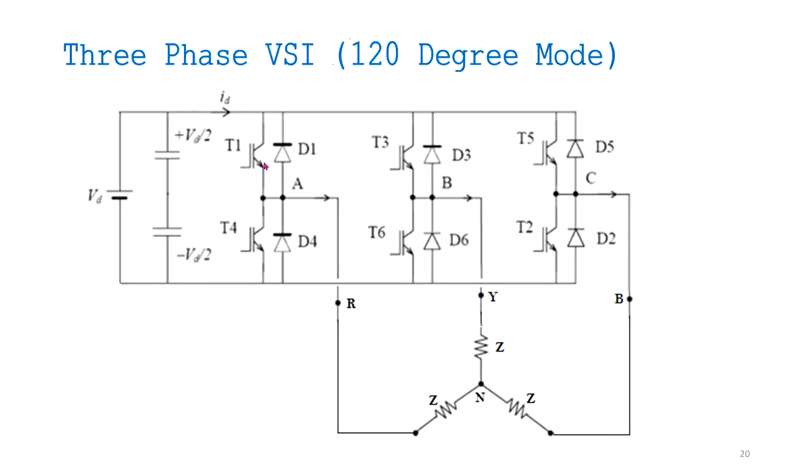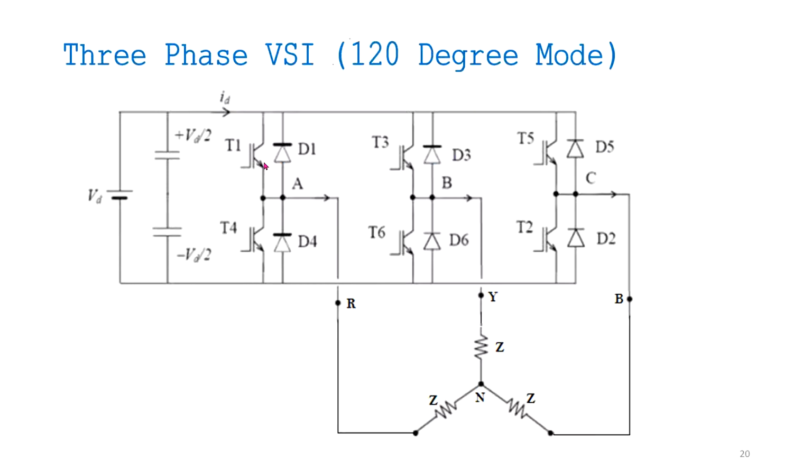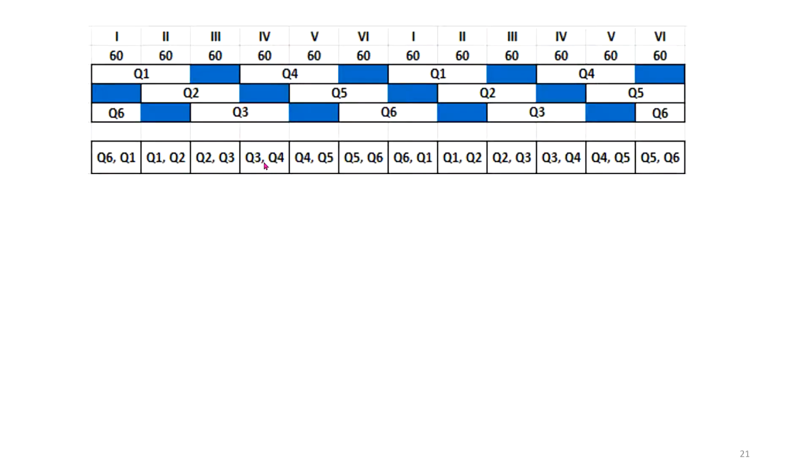Okay, let's start. Now each of the thyristors will conduct for 120 degrees, as the mode suggests. Let's discuss one by one. If Q1 is conducting, it will be pairing with Q6 and Q2. Q6, Q1, then Q1, Q2. Again in the next cycle Q2, Q3 and Q4, Q3.